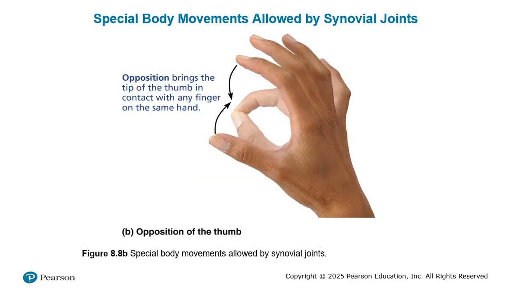Let's go ahead and move into opposition. Opposition is all about the thumb to fingertips. It's all about grasping with your thumb to fingertips. And you can also just say that it means your thumb is going to touch the tip of the other fingers on that same hand. So this thumb is going to touch your index finger, your middle finger, of course your ring finger, and your pinky finger as well.